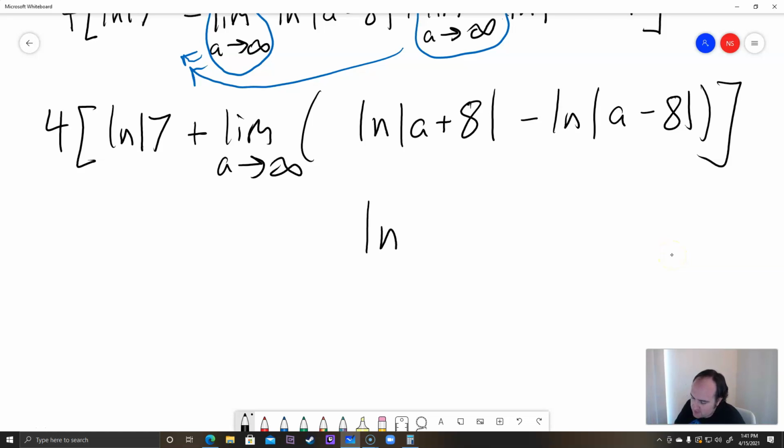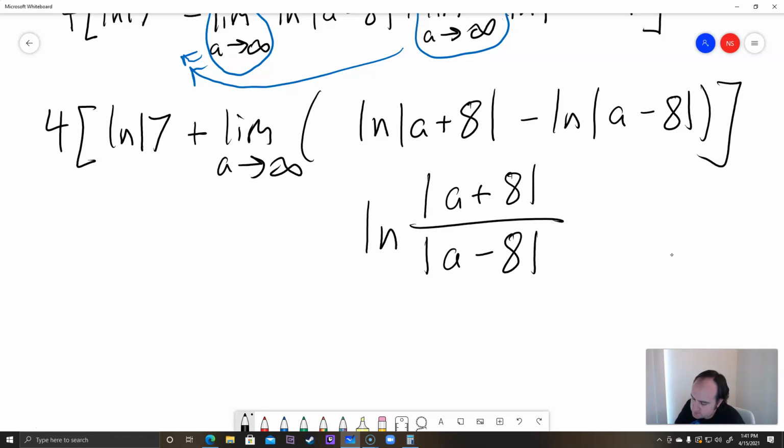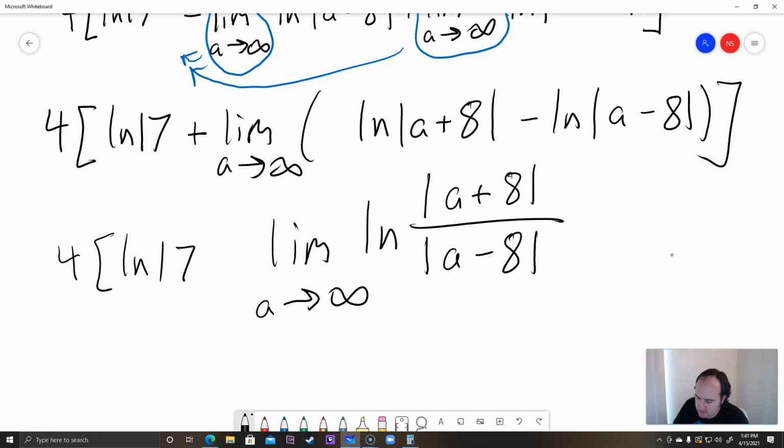So this is going to be ln of absolute value of a plus 8 divided by absolute value of a minus 8. Now I can actually write it as a single limit here, and then we still have a 4 times bracket ln of 17 plus that. So that's using one of the properties of logs. It's called the quotient rule. If you're subtracting outside of the logarithm, that's the same as dividing inside of the logarithm.